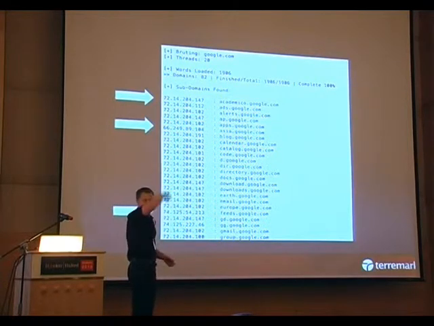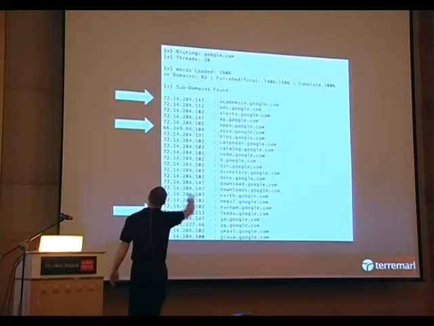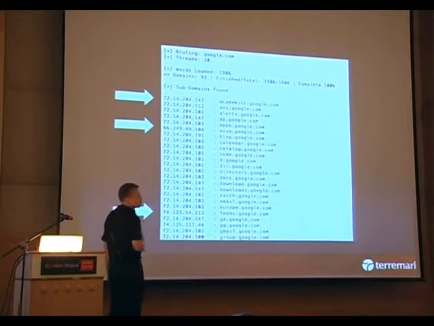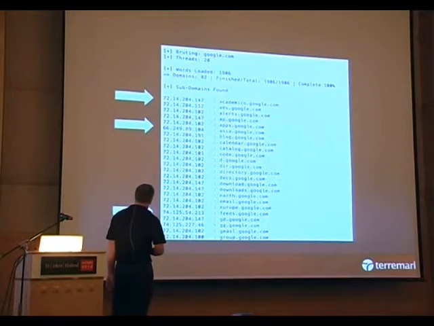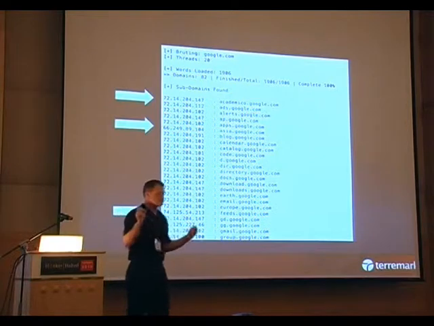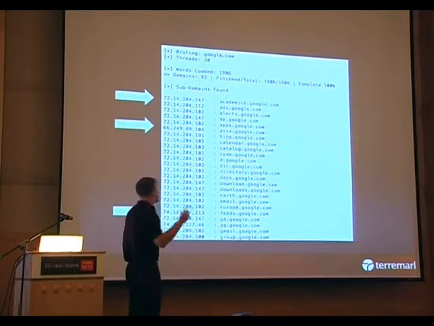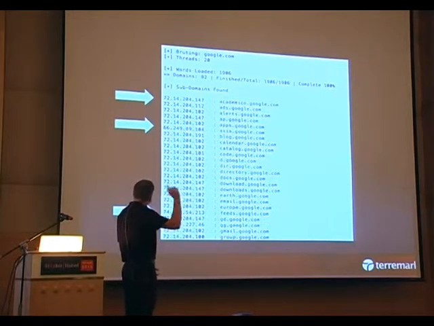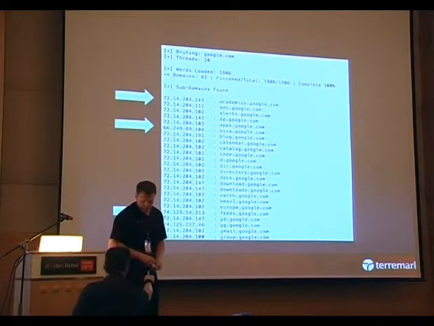At the very top, you'll notice that it says we're going to brute Google.com. We're going to find all the subdomains under Google.com. And we load a word list of possible subdomain names. My word list contained 1,906 words. And then it found 82 different subdomains.